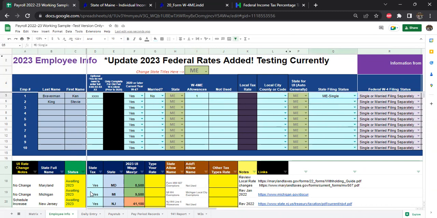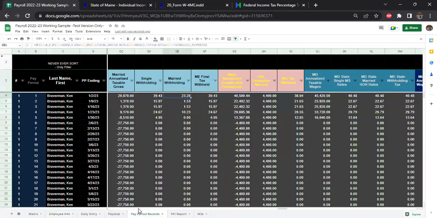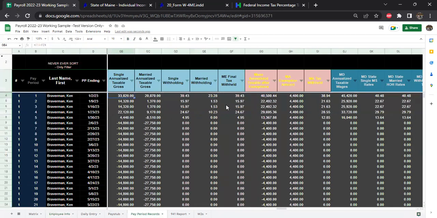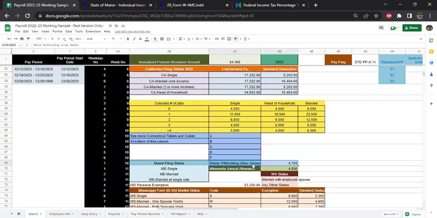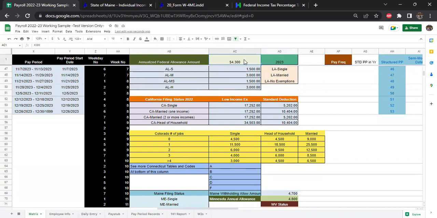We chose single. Now, the actual way to calculate Maine involves a little weird thing at the beginning where, after you remove the number of allowances times 4,700, which is the standard allowance amount, which we keep track of here in our matrix sheet for Maine. I believe it went up to 4,700. Usually it matches the federal amount, but this is a little higher than the federal this year, because the federal is still at 4,300, and I believe did not go up from what I saw in Publication 15.